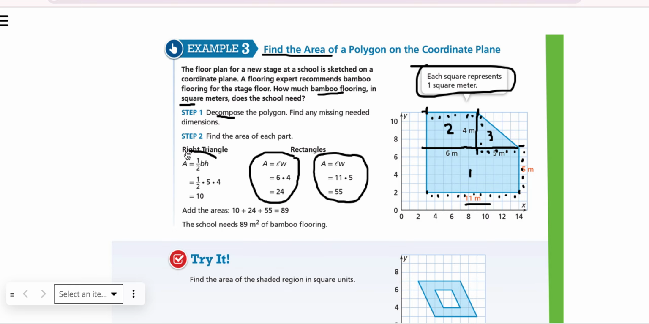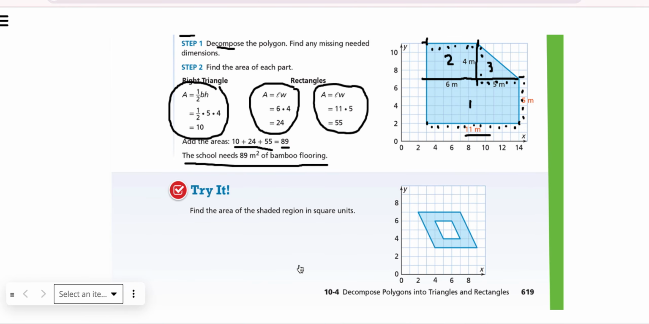So here they did 1/2 base times height. The base is 5. The height is 4. And then divided by 2, so that will be 5 times 4 is 20, and 20 divided by 2 is 10. So that's how they get this answer. So now to find the total area, you will have to add them together, and you get 89 square meters. So therefore the school will need 89 square meters of flooring.